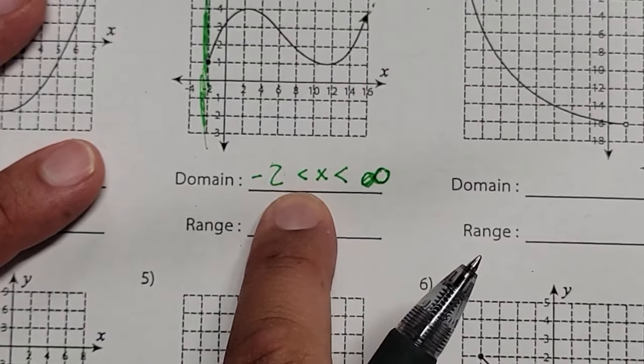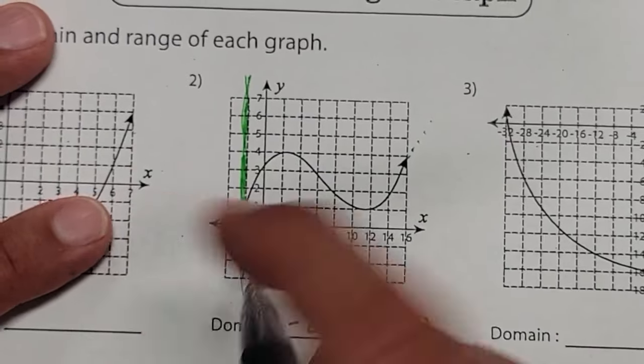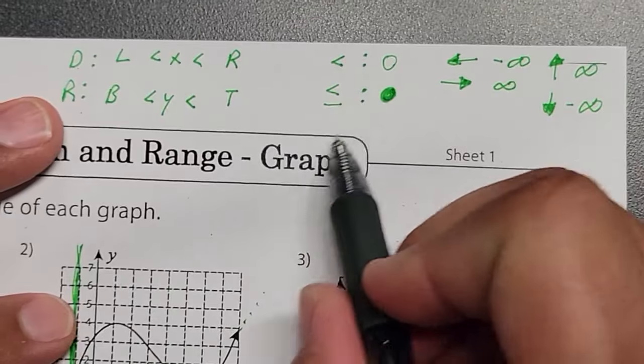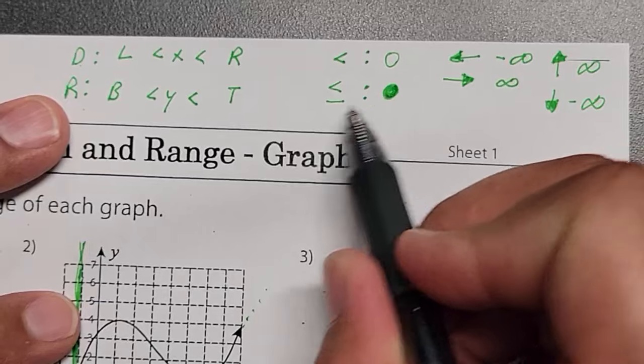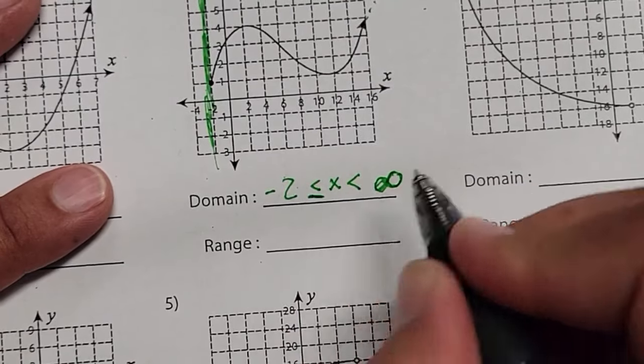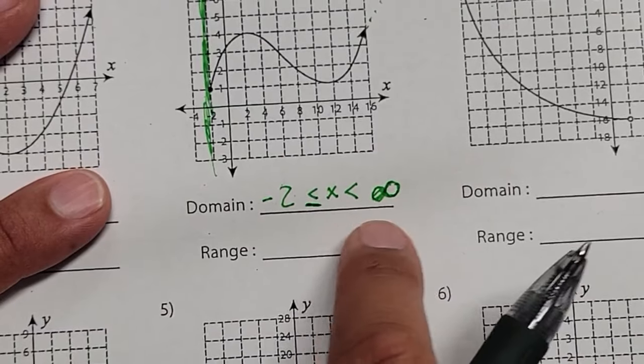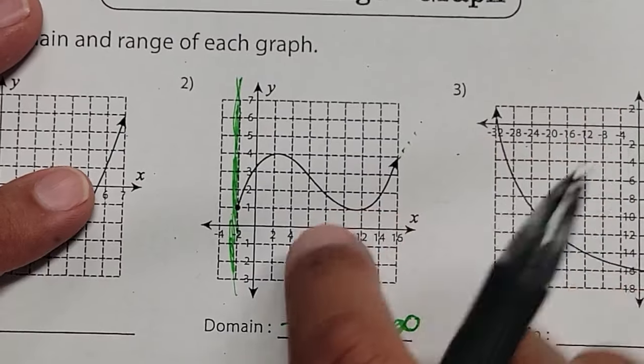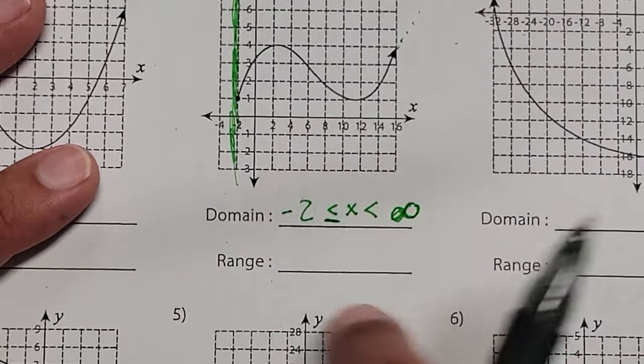Now, we have to put a line under this symbol because look, this is a dot. Whenever we have a closed circle or a dot, we have to put the line under the symbol. So this one gets a line, and infinities never get a line, right? They never get a line on the infinities. And this is your answer for domain.